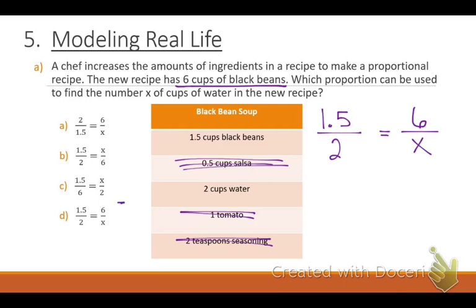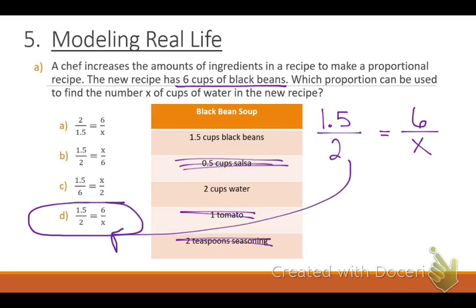It's D, guys. Look, this ratio, this is 1.5 over 2 equals 6 over X. So here's what I'm saying. In order to choose the right one, you actually need to set up your own. You need to set up your own. Okay?